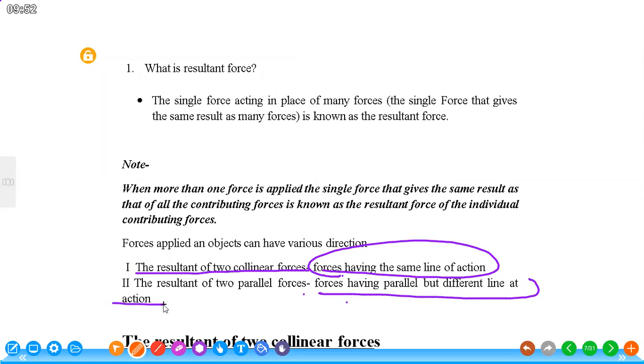So you all know about the resultant of two collinear forces acting on the same line. And the resultant of two parallel forces has a different line of action. You should know the main conceptual difference between the first and the second one. Okay?